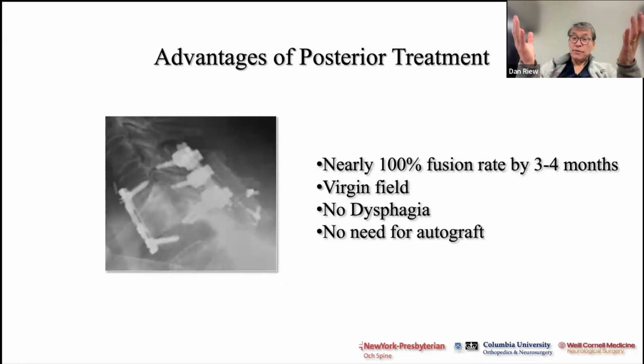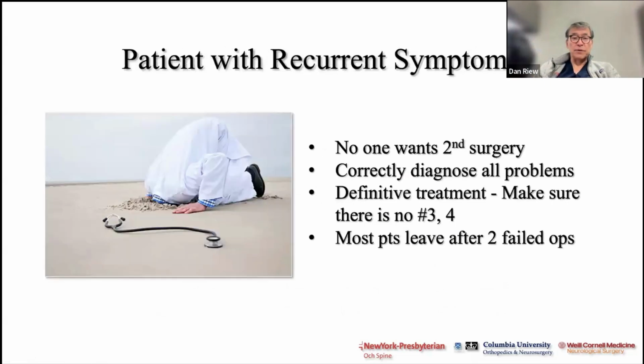It hurts much more for the first few weeks, but you're operating in a virgin field. There's no dysphagia, no need for autograft. You can put allograft in there, and almost everybody fuses somewhere between 3 to 4 months, and certainly by 6 to 12 months, 100% will fuse.